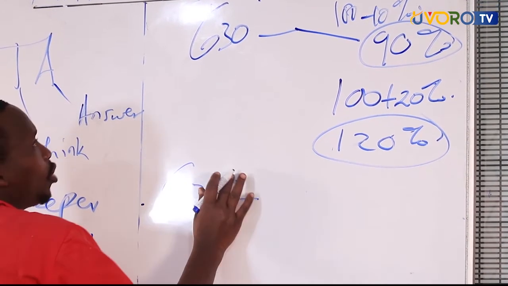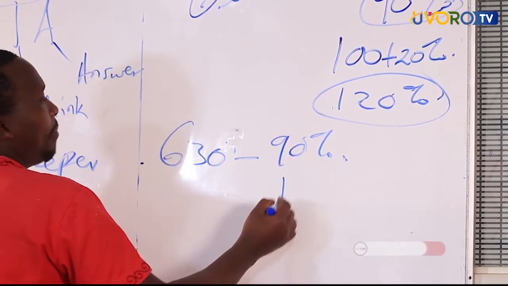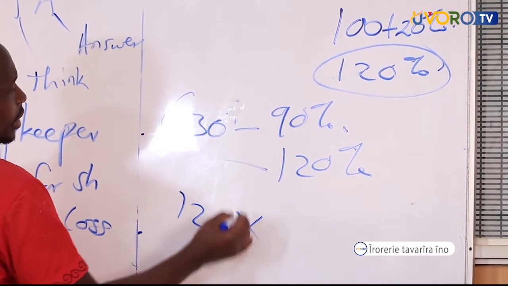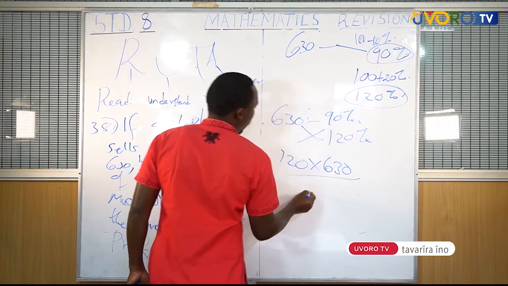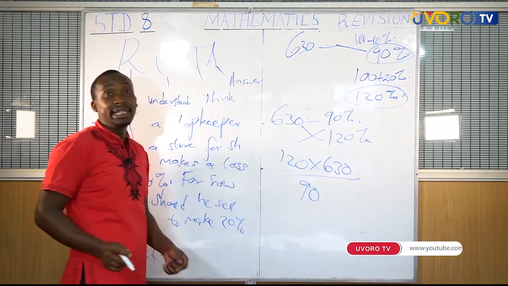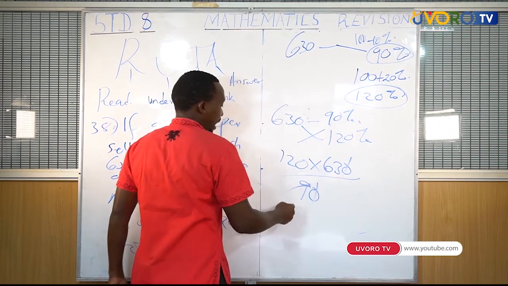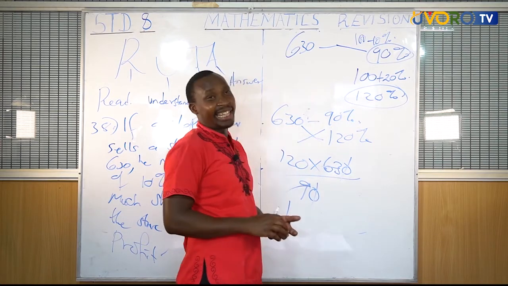So ask yourself, 630 will give you 90%. What about 120%? You cross multiply: 120 times 630 over the 90. Cancel 0 and 0. 1 by 9. 9 times what equals 63?